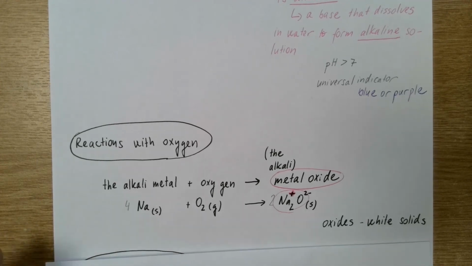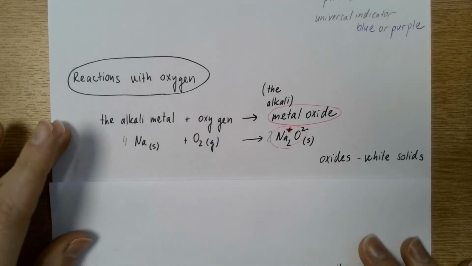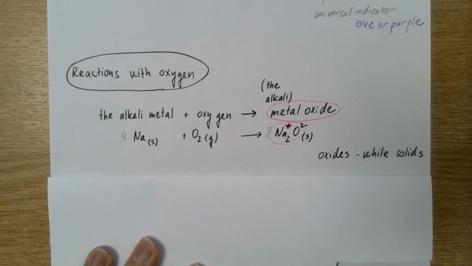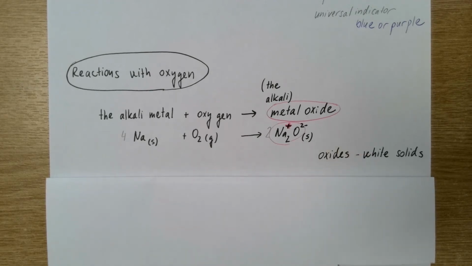So when an alkali metal reacts with oxygen, it produces a metal oxide. So for example, sodium plus oxygen, it will produce sodium oxide. These oxides are white solids. So the group 1 metals are highly reactive. They readily react with oxygen, actually, from the air. So normally we need to store them under a layer of oil and in an airtight container.